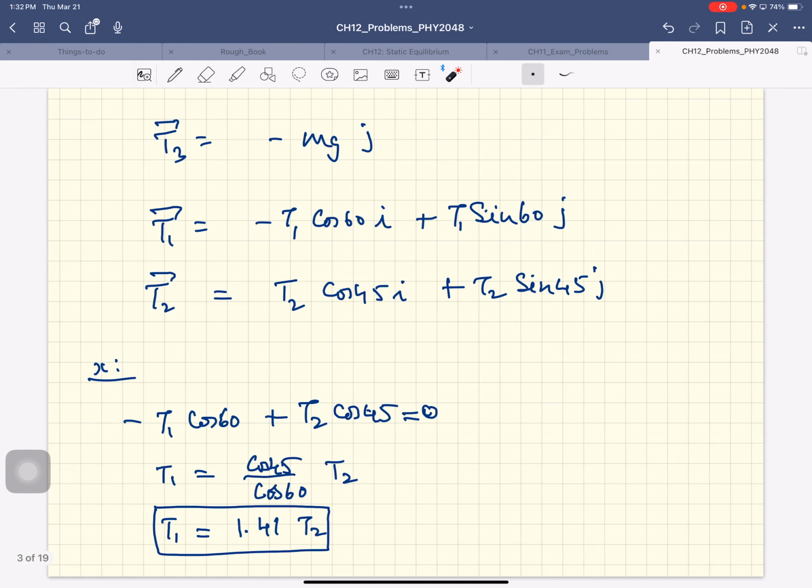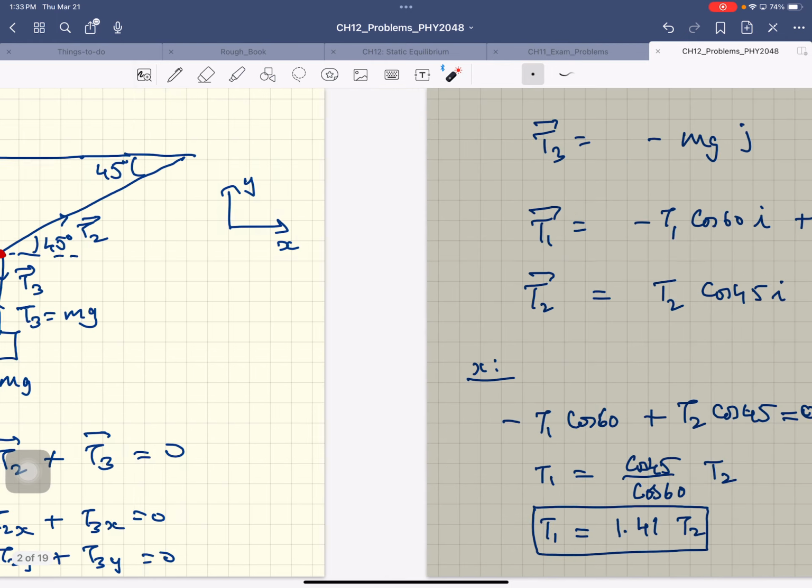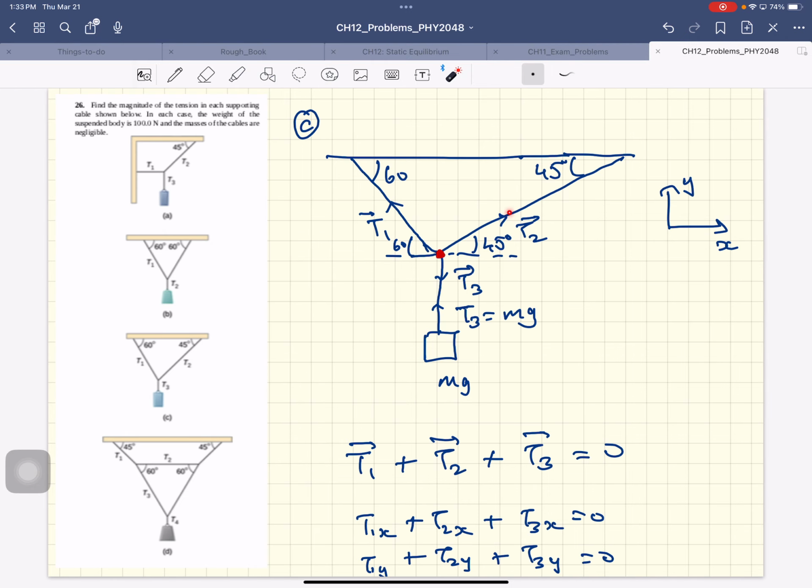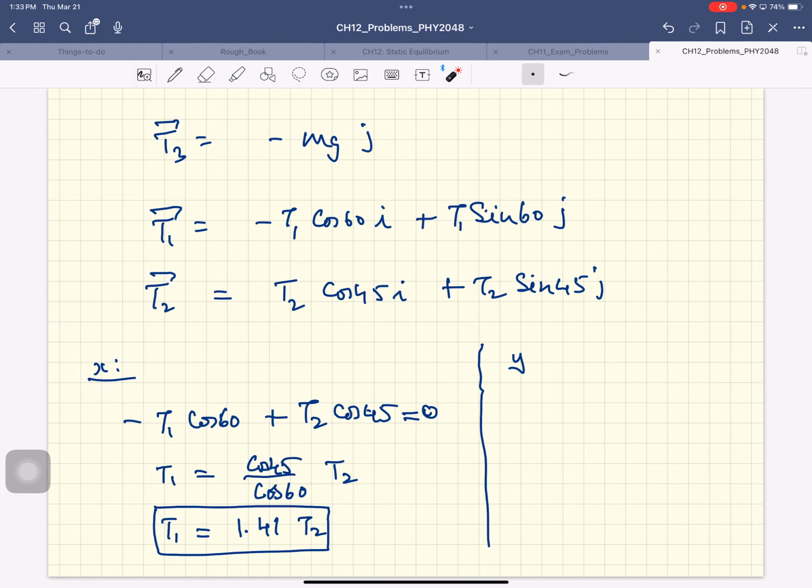Now we want to find this in terms of, so let's look at the y components. The y components are this y component and this y component balancing that y component. So T1 sine 60 plus T2 sine 45 minus mg equal to 0. And let me write that.